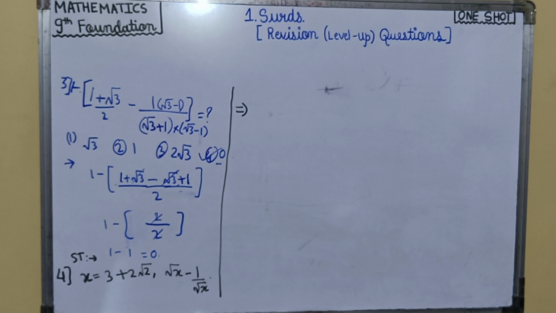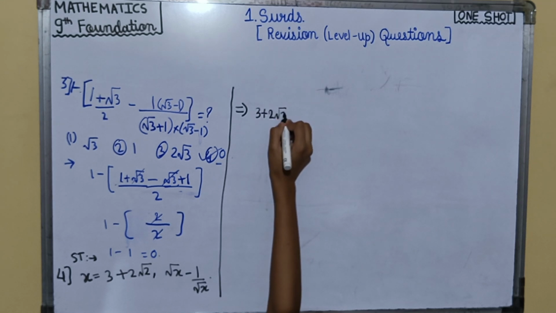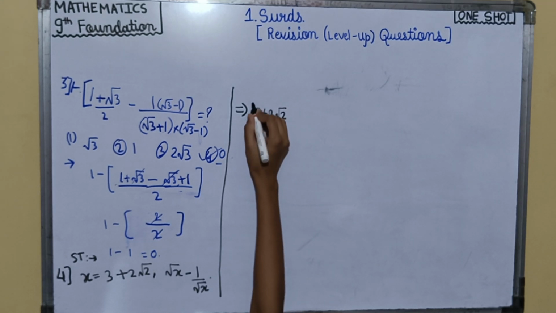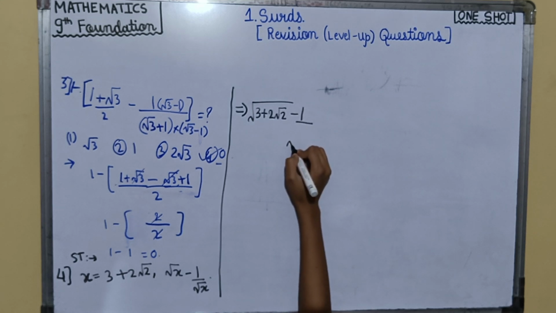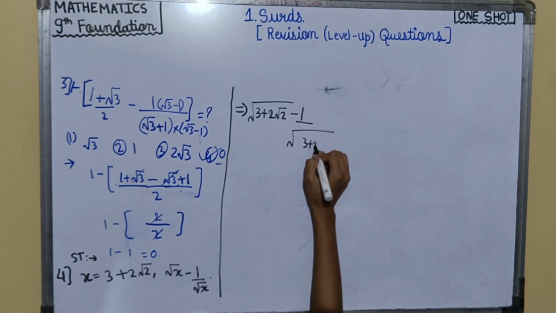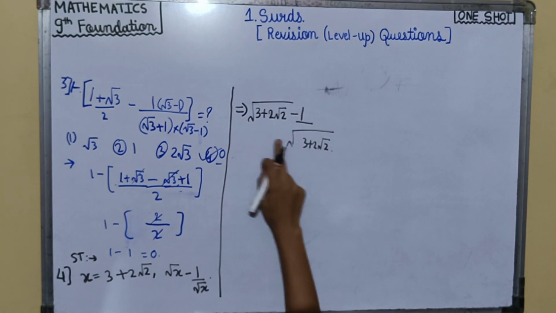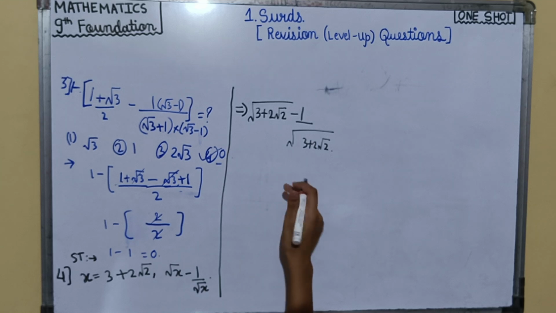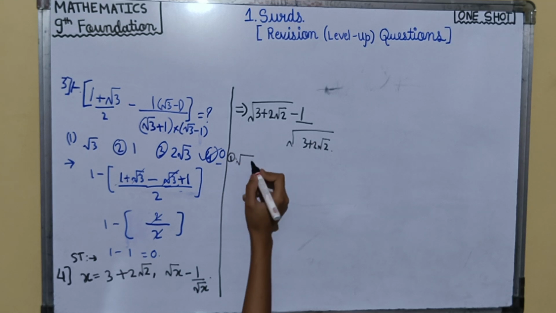3 plus 2 root 2. We'll put the values directly. 3 plus 2 root 2 whole root minus 1 upon root 3 plus 2 root 2. Now we'll first find the value of 3 plus 2 root 2's whole root by formula that we have learned. First we'll solve this, so I'll put it point number 1.